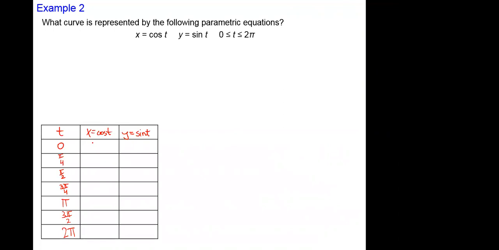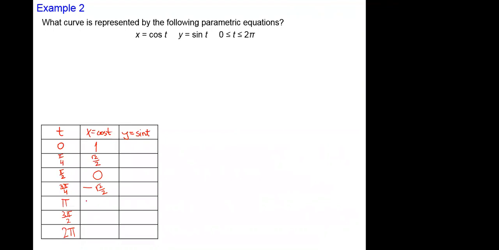Cosine at pi over 4? Cosine at 45? Yes, root 2 over 2. Cosine at 90? Good participation. Cosine at 90 is 0. Cosine at 3 pi over 4, which is the same as 45, but in the second quadrant. And cosine in the second quadrant is negative, yes? Thank you.